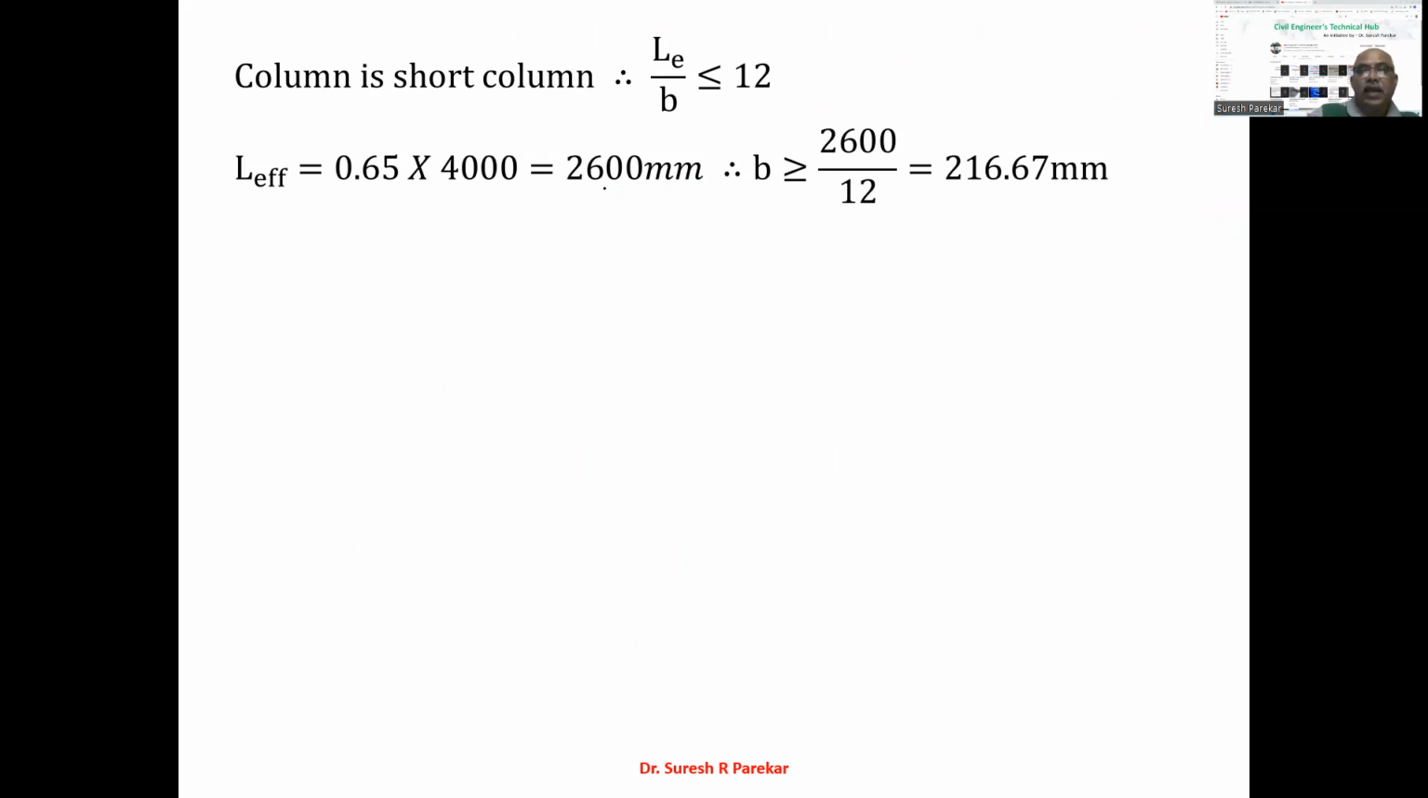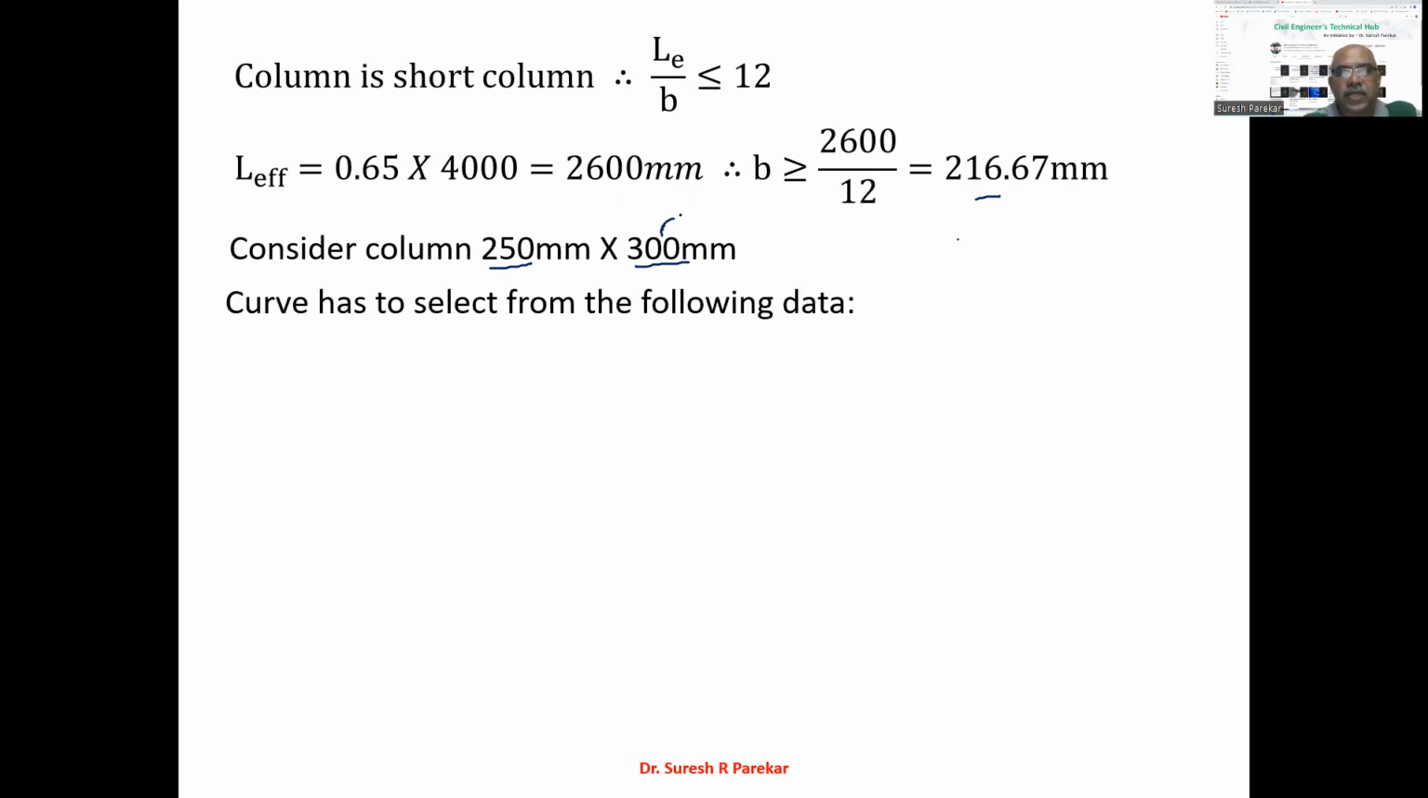Knowing this value, we are in a position to calculate the minimum width and depth of the column, because the effective length is the same along both directions, and this comes to 216.67. So we will consider a column of 250 by 300 mm. As it is uniaxial, we will not go for a square column; we provide a rectangular column with depth more than width, because the moment is acting bisecting the depth of the column.